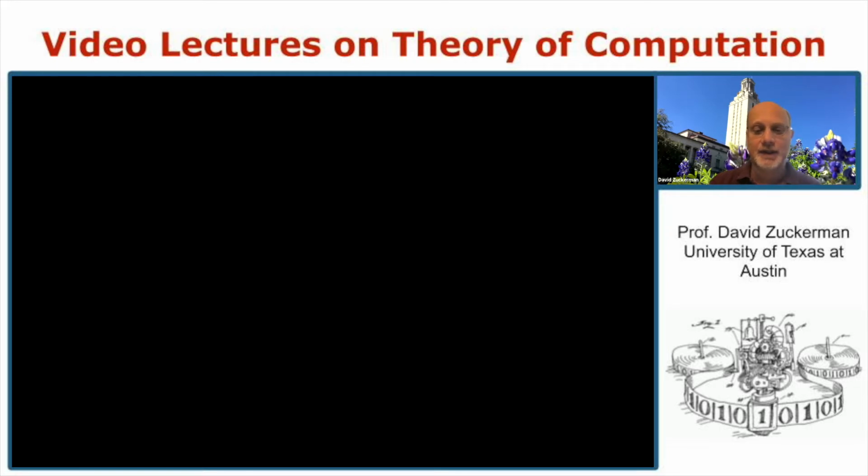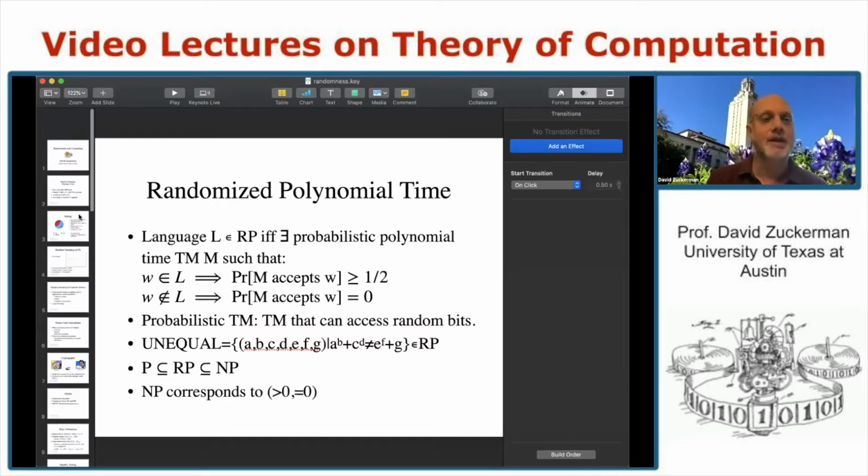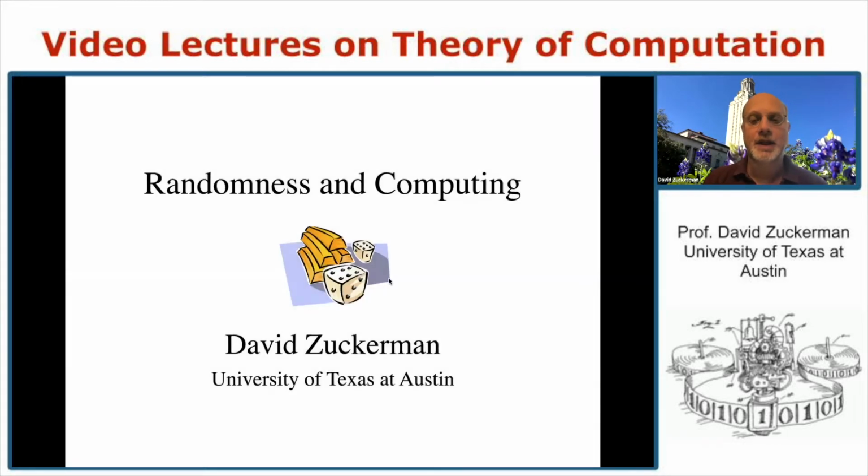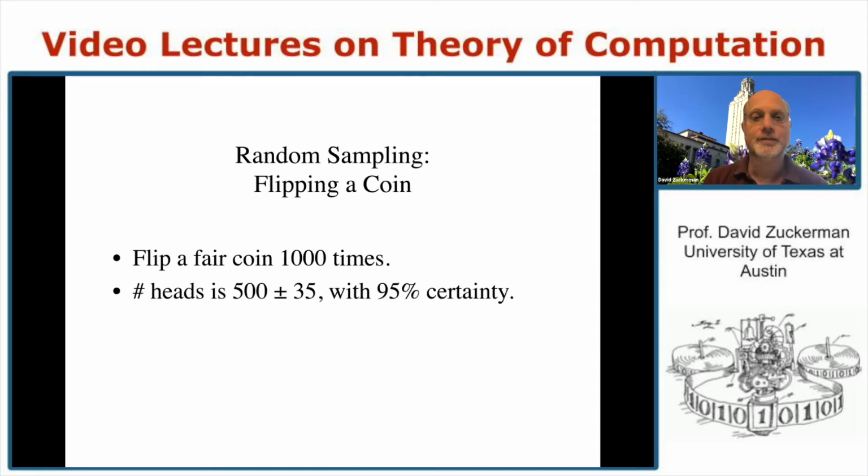So let me share my screen. And let me start from the beginning. So again, I'm going to discuss randomness and computing. Maybe the most basic thing in randomness is random sampling. So just think about flipping a coin.